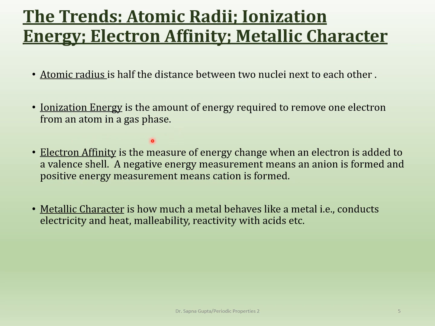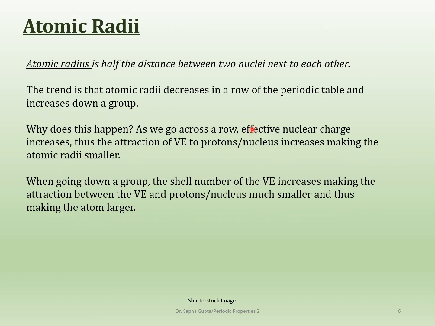Anyway, and then ionization energy is the amount of energy required to remove an electron from an atom in gas phase. So ionization is like forming a cation. Okay, that's what this is. Electron affinity is the amount of energy given off when an electron is added, or just the change also. And metallic character, of course, is anything that behaves like a metal, right? We've talked about that. We'll talk about it again. So let's deal with the first one, okay, which is the atomic radii.